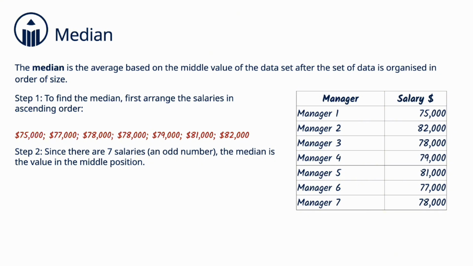Now we must find the middle value. Since there are 7 salaries, which is an odd number, the median is the 4th salary. Therefore, the median is 78,000.